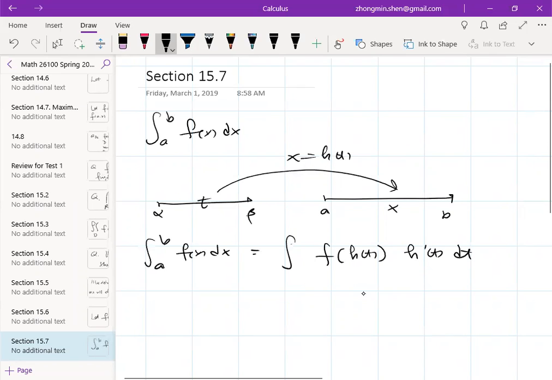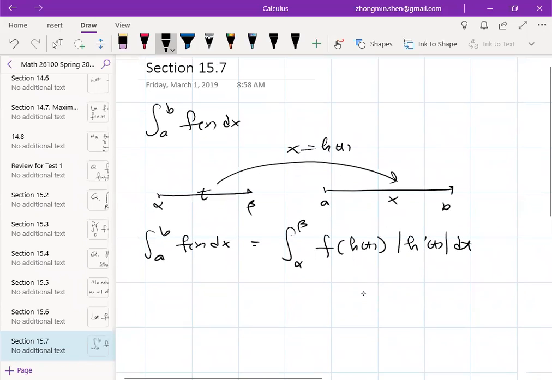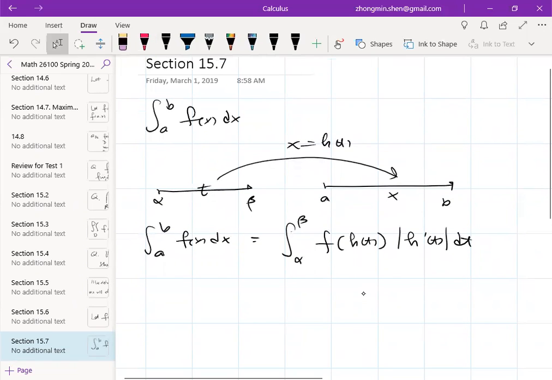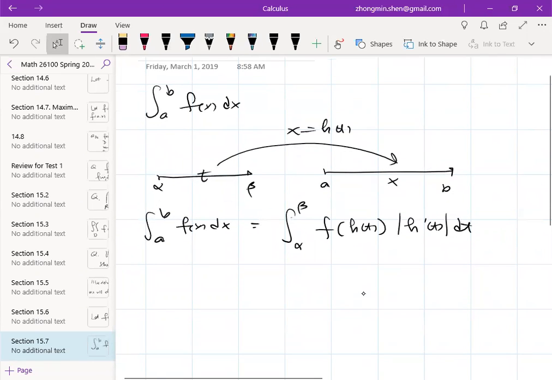But we have to be careful. If I still use alpha to beta, then I put the absolute value here, because if it's negative, I change the order of the orientation, the order of those two numbers, alpha and beta. Then we always have this formula true. This is obvious, everybody knows that, right? When h prime t is negative, when it's a decreasing function, that means alpha is going to be B and beta is going to be A.